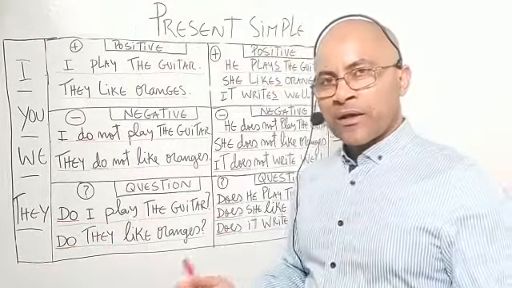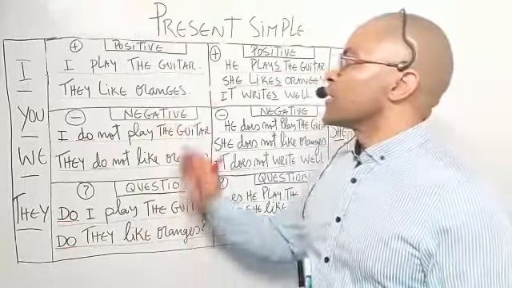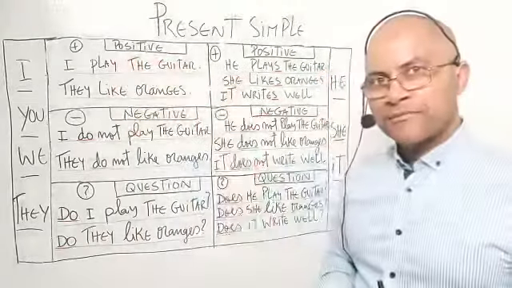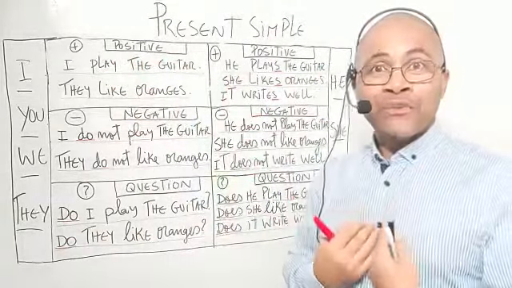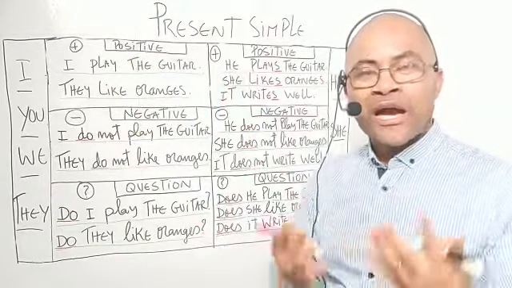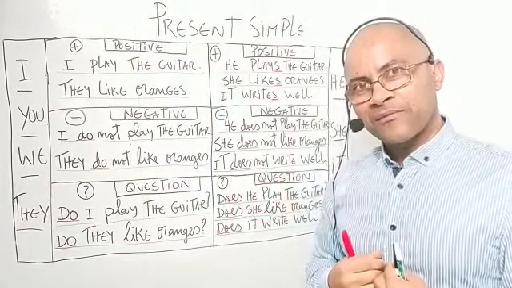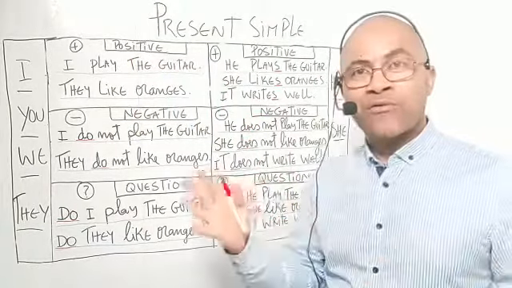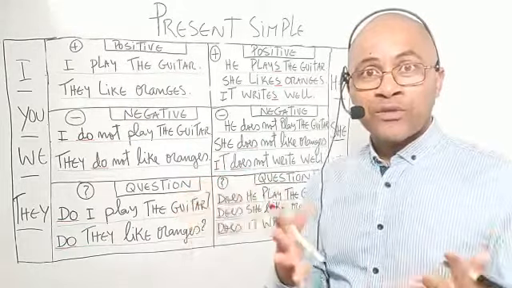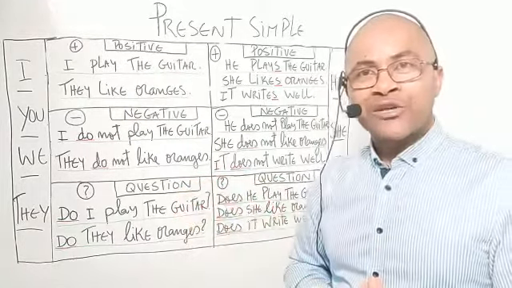Very quickly, let us recap. I play the guitar. I don't play the guitar, or I do not play the guitar if we use the long form. If we use the short form, then I don't play the guitar.